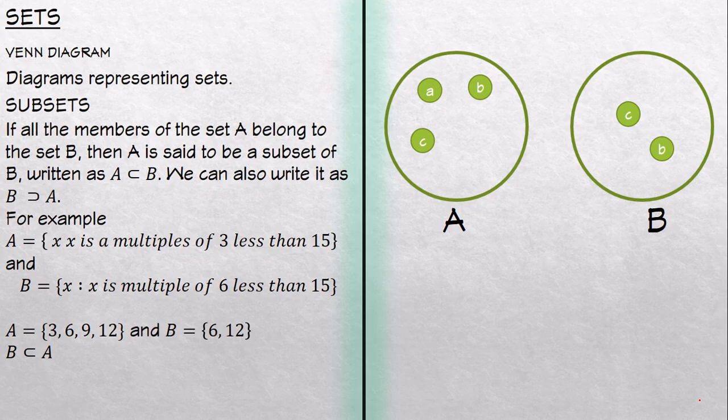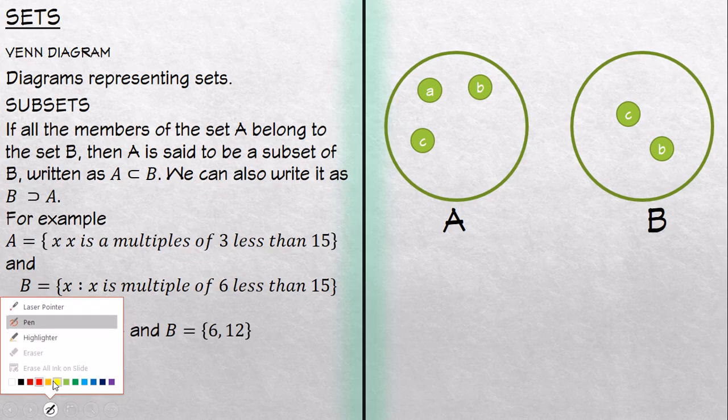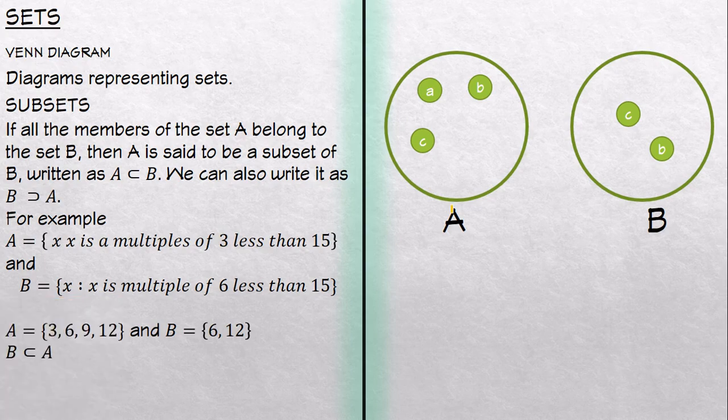Let us consider these two sets. So we have the set A, which contains the elements A, B, L, C. And we have the set B, which contains the elements C and B.